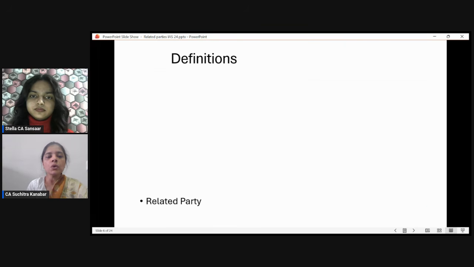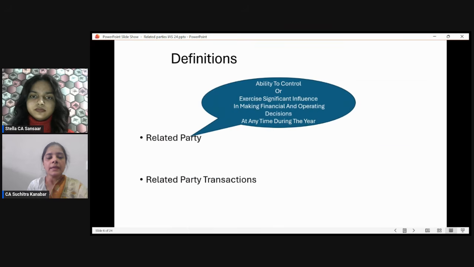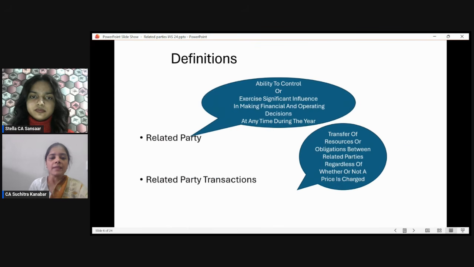Now let's come on to related party and related party transactions. Related party transactions I've already discussed with you. Related party is the ability to control or exercise significant influence in making financial and operating decisions at any time during the year. It is not that it has to be as on the last day of the year or something. It can be any time during the year.